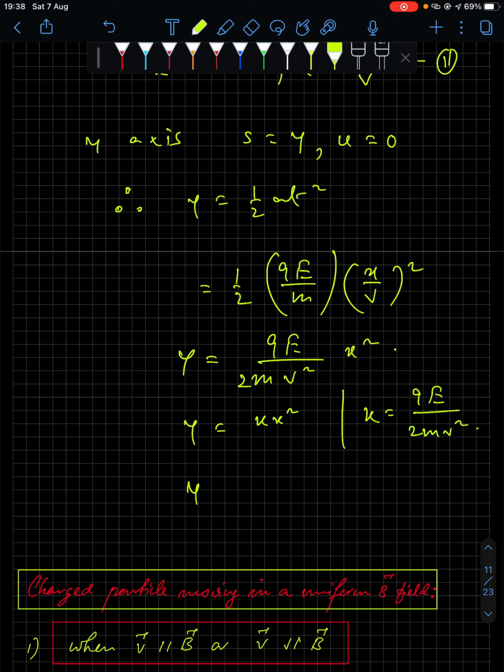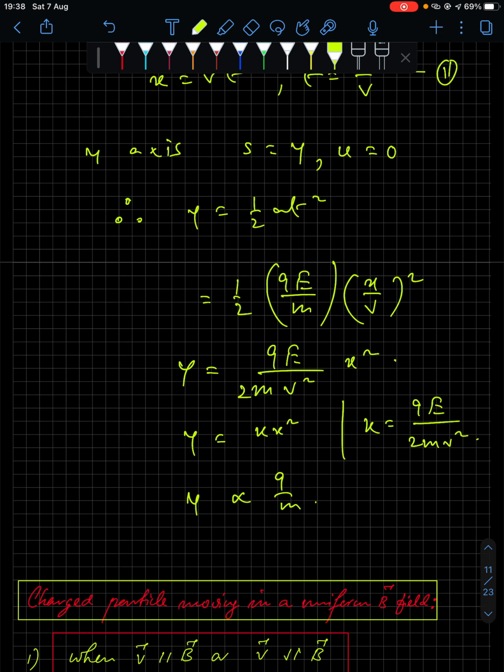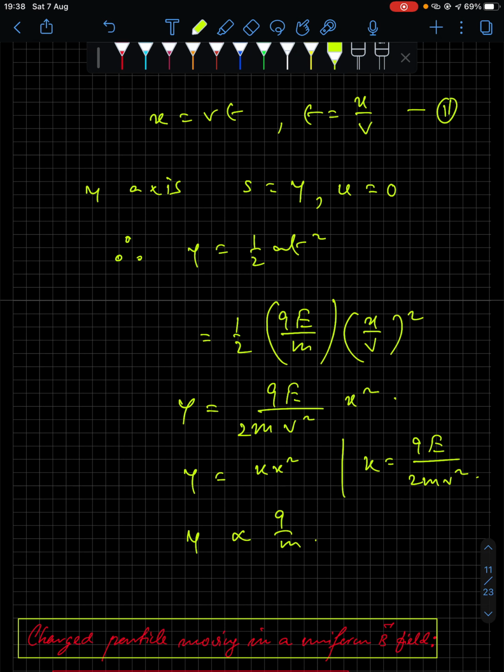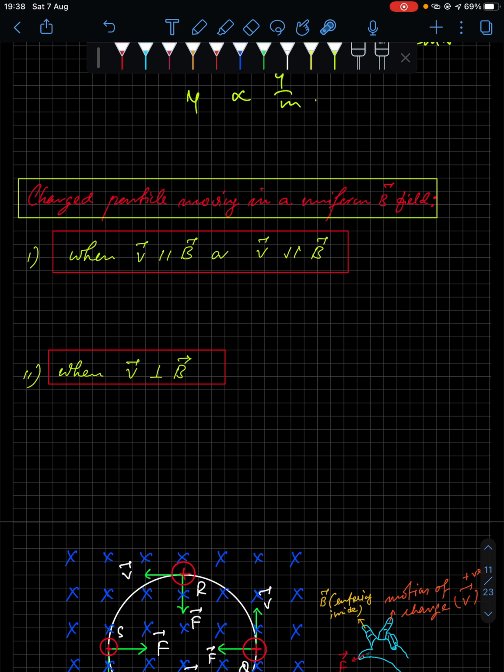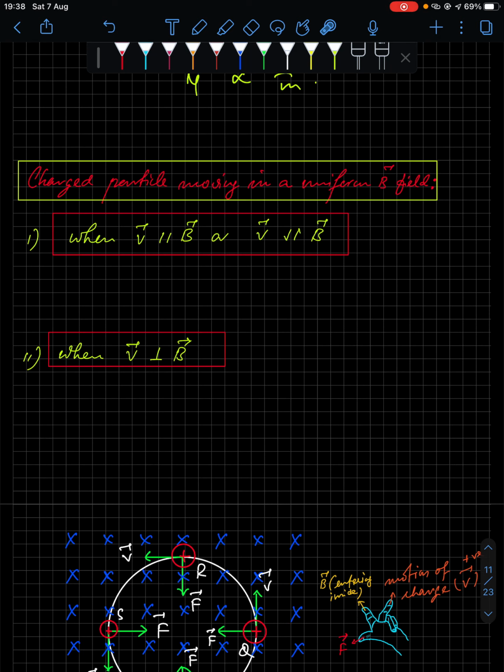Now this is the equation of a parabola. And the deflection y is proportional to charge by mass, that you get from this relation. So the greater the charge value, the less the mass value, the more will be the deflection, and vice versa. So this is it. I hope this derivation is clear. We can move to the next topic.